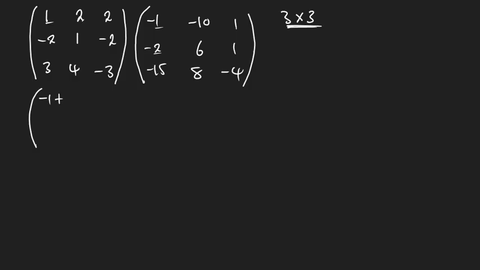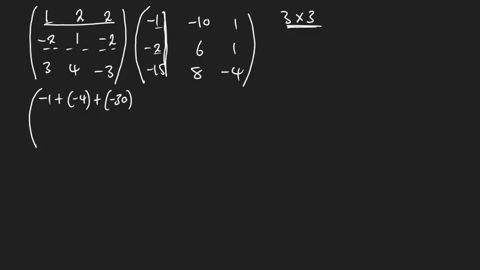So I'm multiplying this by this. Okay, 2 multiplied by negative 2 is going to be negative 4. 2 multiplied by negative 15 is going to give us negative 30. Then I go to the next one. The next one, I can draw a dotted line. It's the dotted line by this same row.